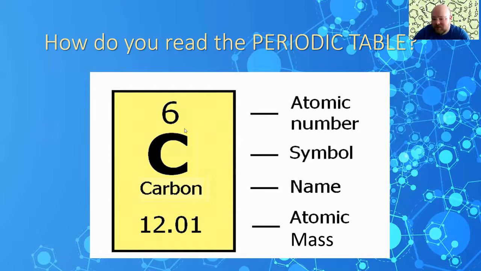On the top is the atomic number. Underneath that is the atomic symbol. Underneath that is the name of the element. Underneath that, at the very bottom, is the atomic mass. So carbon, with a symbol C, has an atomic number of 6 and a mass of 12.01. Let's look at what some of this stuff means.